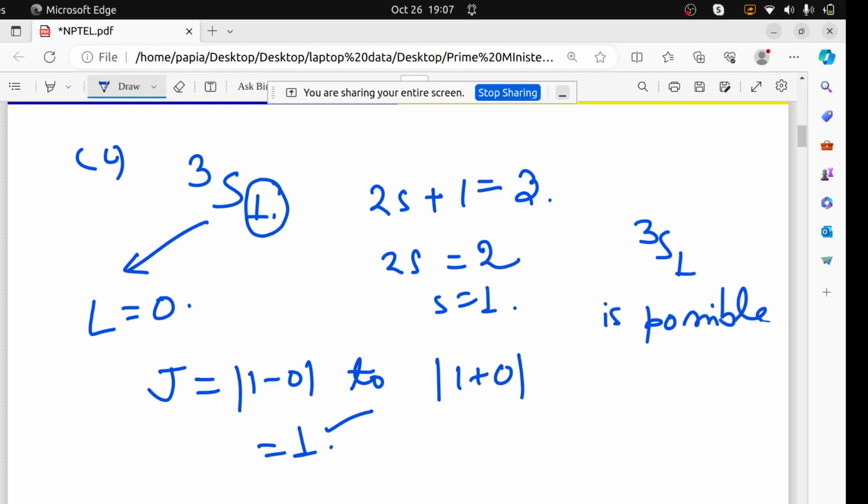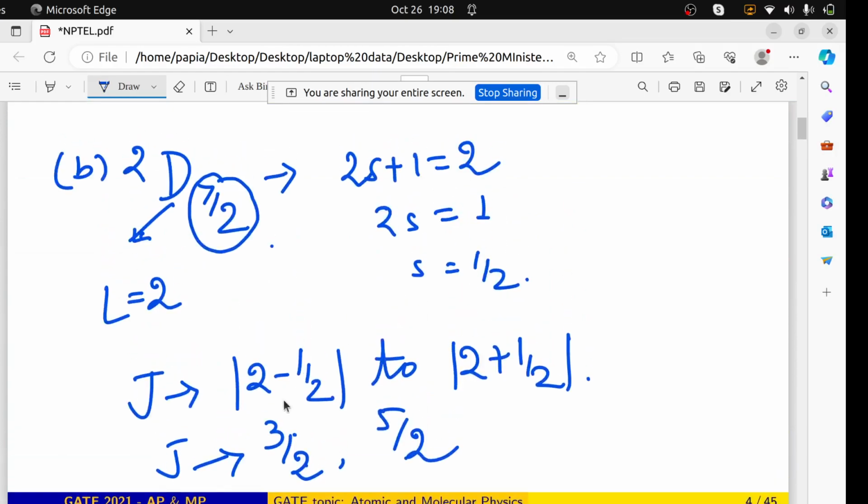possible for LS coupling notation. Okay, so that is possible for LS coupling notation because the value whatever we are getting of J from L plus S or L minus S, that is also given here in that notation as J.